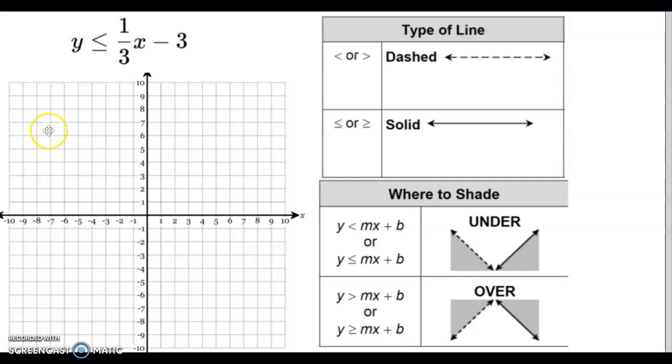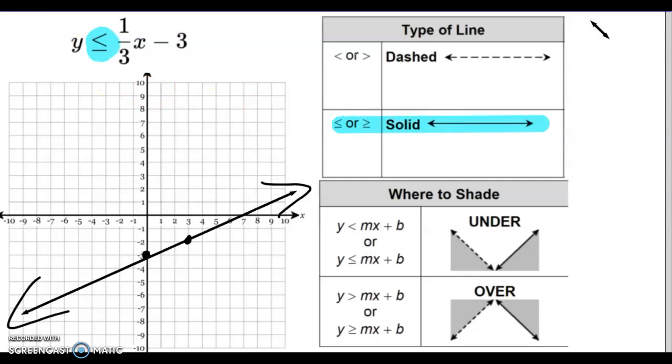Alright, so in this first example, like I said, it's similar to the equations. You're going to find the y-intercept, plot that point, 0, -3. Alright, we're going to do the slope, 1 over 3. We go up 1 and over to the right 3. But the next thing you're going to do is just figure out what line to use. So because it is an equal to, we're going to have a solid line. So we draw a solid line like so.